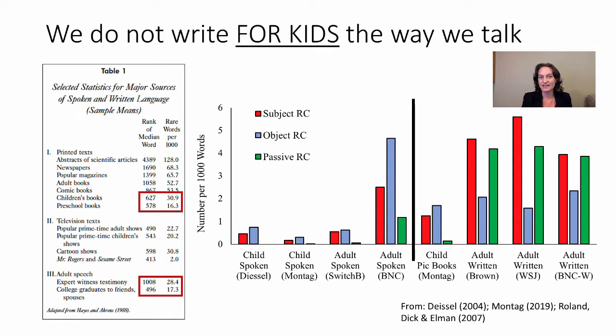Again, this BNC is a little bit unexpected, perhaps again because it contains a lot of language that probably isn't spontaneous spoken language, and so if we kind of ignore that, we see this really clear distinction between the written and the spoken sources, with children's picture books containing more of these complex sentences than does even adult-to-adult spoken language.